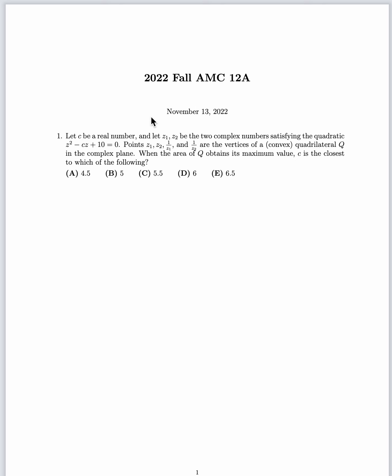So I think one of the interesting problems was problem 22, which says: let C be a real number and let z1 and z2 be the two complex numbers satisfying the quadratic z squared minus cz plus 10 equals 0. Points z sub 1, z sub 2, 1 over z sub 1, and 1 over z sub 2 are the vertices of a convex quadrilateral Q in the complex plane. When the area of Q obtains maximum value, C is the closest to which of the following?